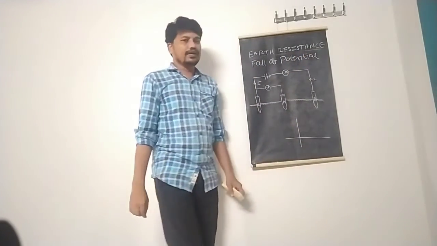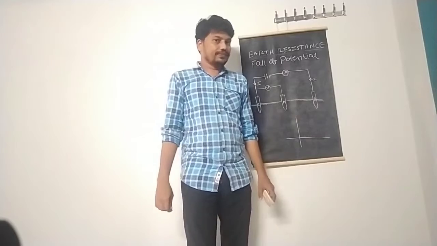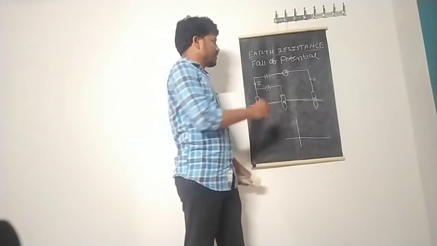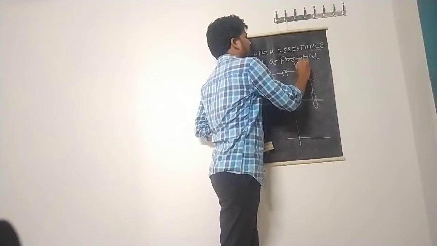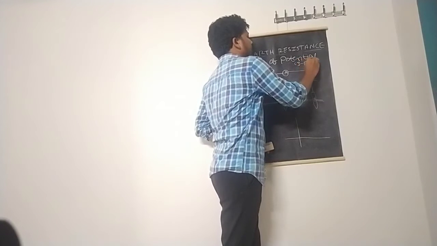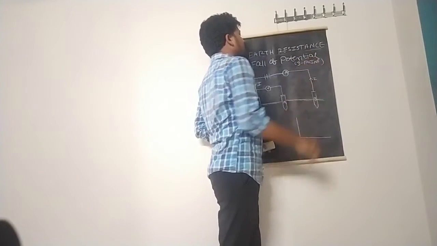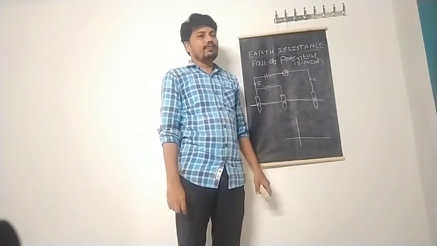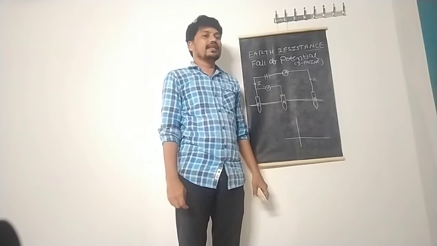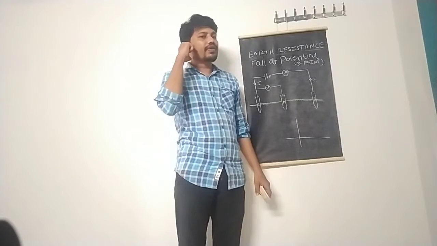The fall of potential method is also known as the 3-point method. This is the method used to measure the resistance of an earth electrode. You are measuring the resistance of an earth electrode.